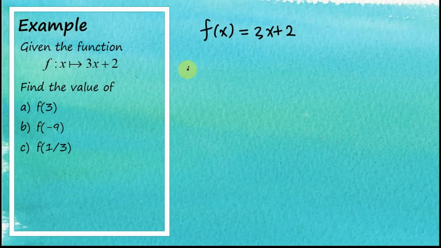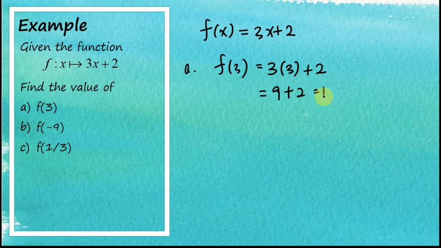Okay, let's start with A. We are asked to find f(3). f(3) means that the object is 3. When the object is 3, then we substitute x with 3, and when we substitute, don't forget to put the brackets. So 3 bracket 3 and then plus 2, and 3 bracket 3 means 3 times 3, this is equal to 9, and plus 2, this is equal to 11. So f of 3 equal to 11.